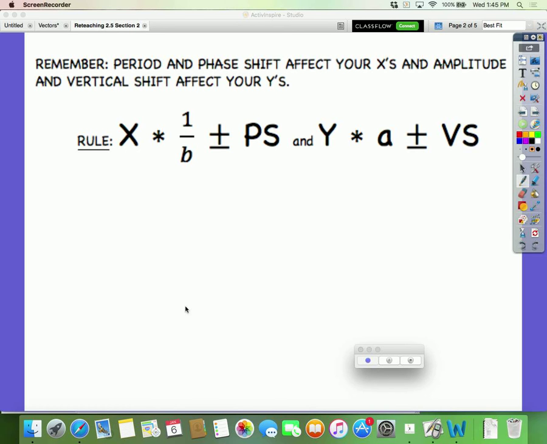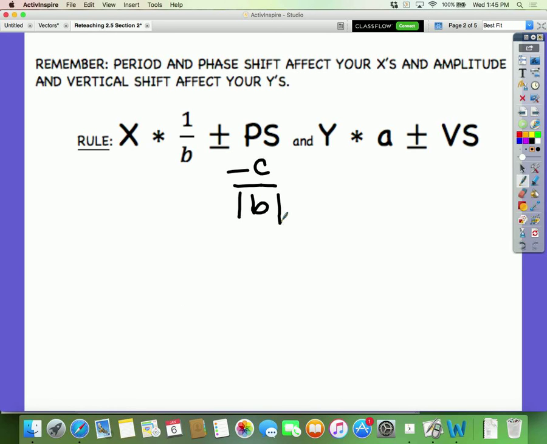Don't forget about the rule. You take your x's and you multiply them by 1 over b. And then you either add or subtract your phase shift, which is the formula of what? What's the formula for phase shift? Negative c over the absolute value of b. If you don't remember that, if you didn't write it down yesterday, write it down today. Okay? So, it's not c that you're adding and subtracting, it's whatever number it is once you divide c by the absolute value of b, and of course, change the sign.